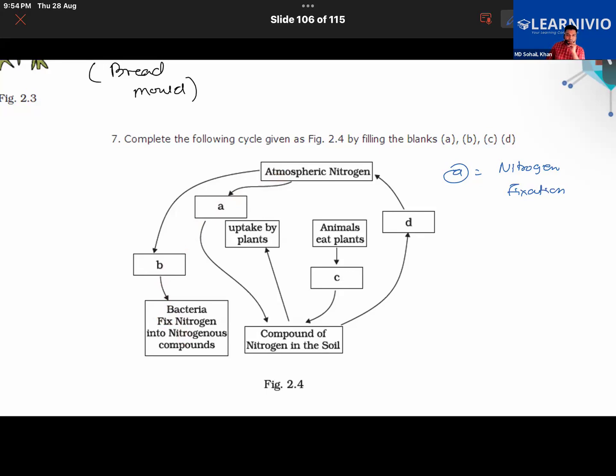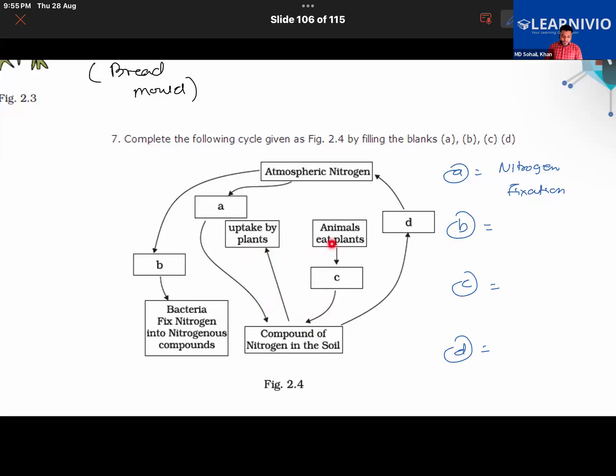Yes, anyone? Look at the C also. Animal eats plant. Compounds of nitrogen in the soil. What should we fill in this one? B, assimilation. For C, I think it's assimilation. No, uptake by the plants. That means assimilation. No, the feces of the animal. You are referring to your feces. You are close to the answer. Remember ammonification.